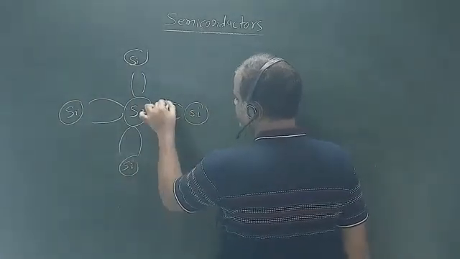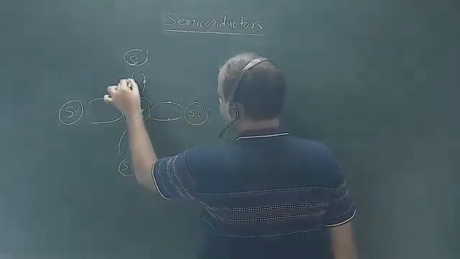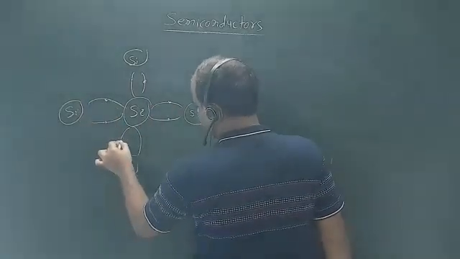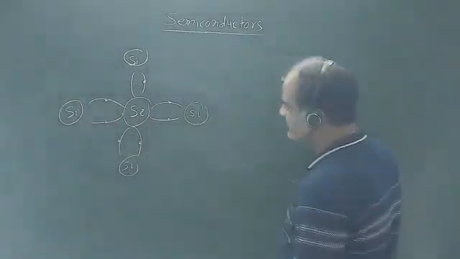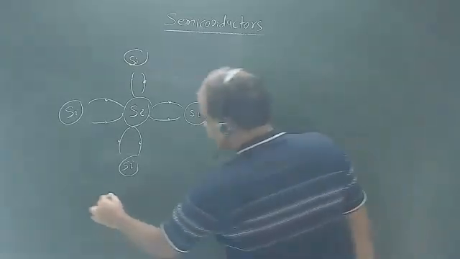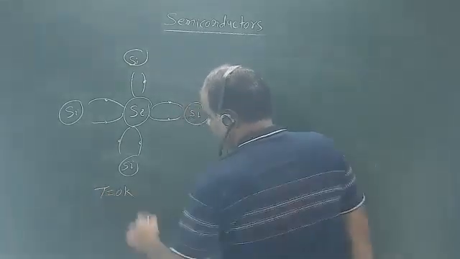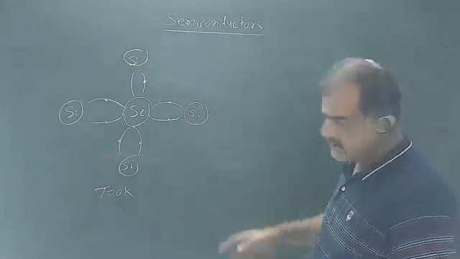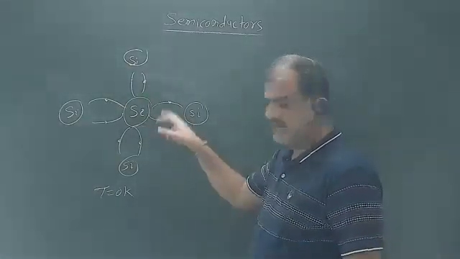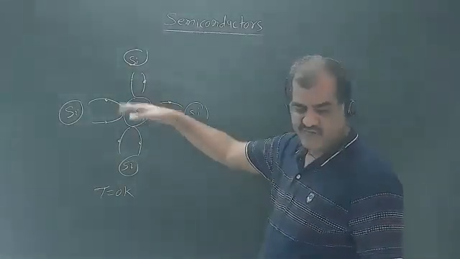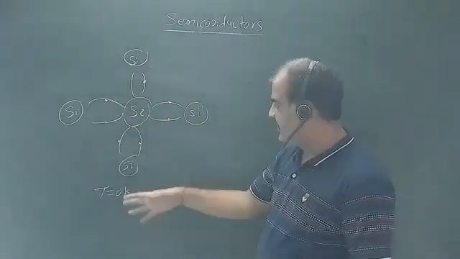So they share these electrons with neighboring atoms, and they form the bond. If you see at T equal to 0 Kelvin, all the electrons are in the valence band. No electron is free at T equal to 0 Kelvin.